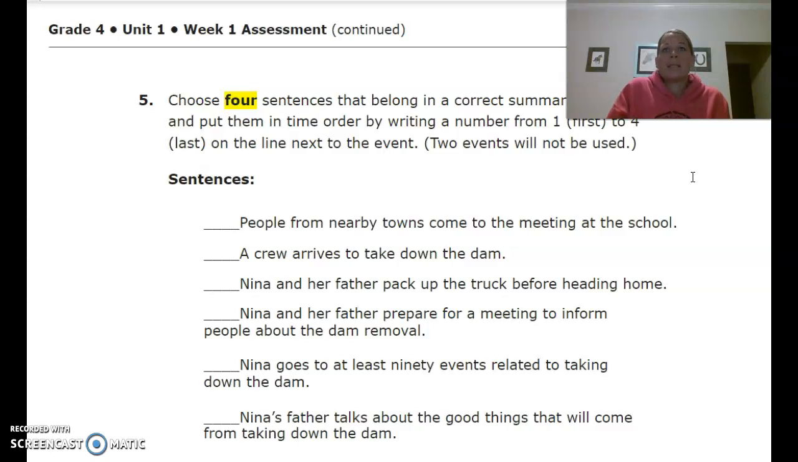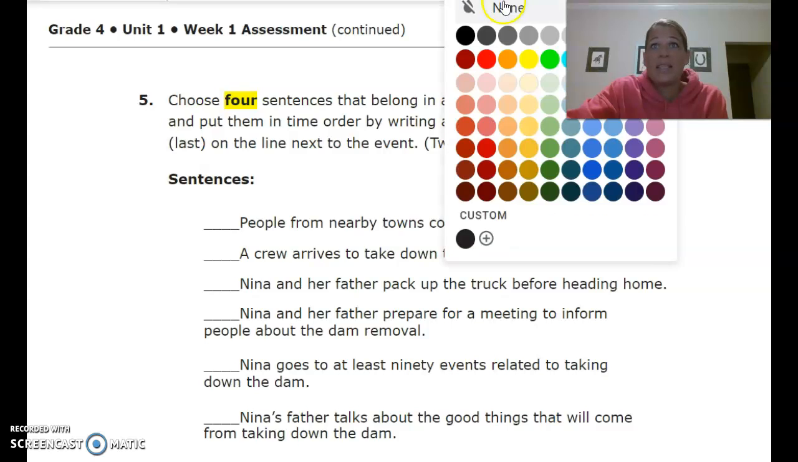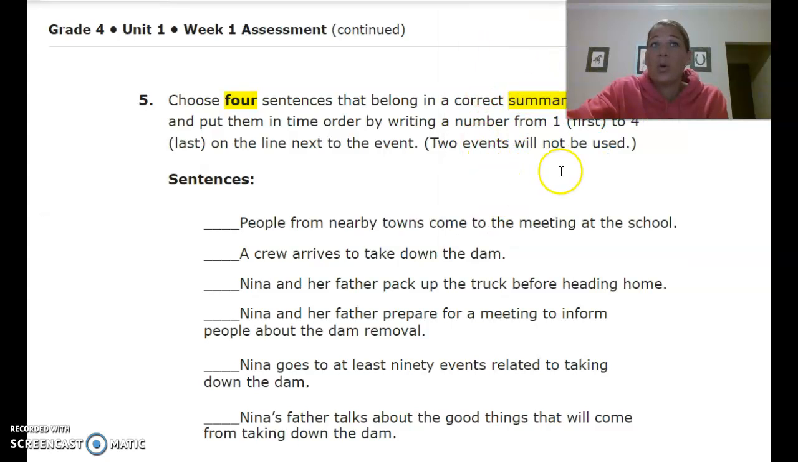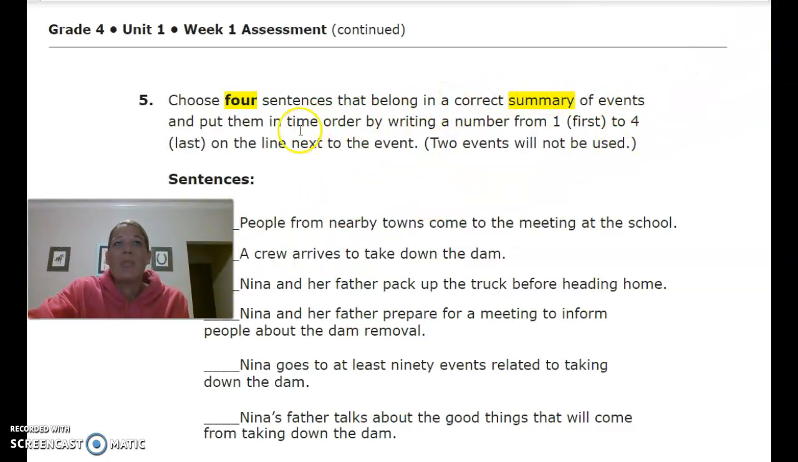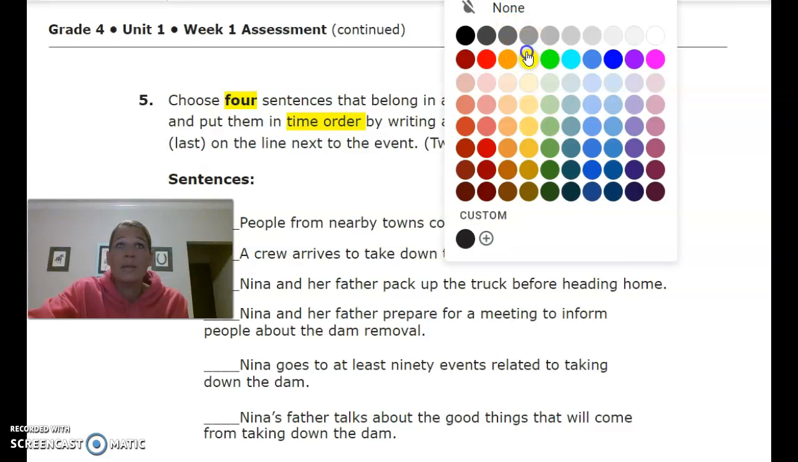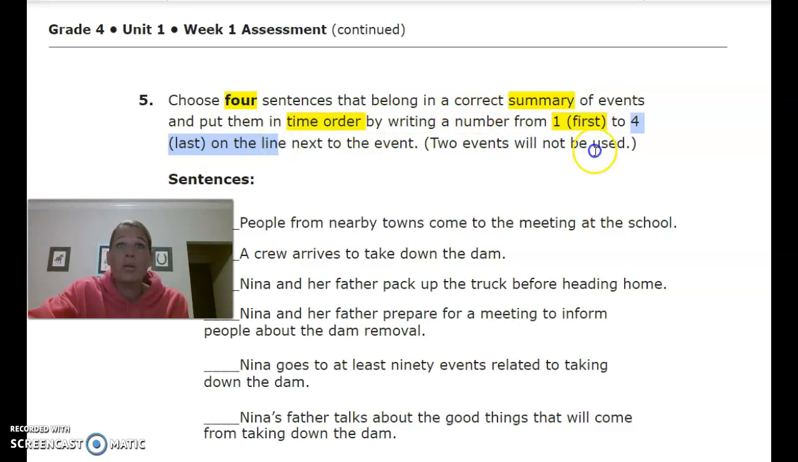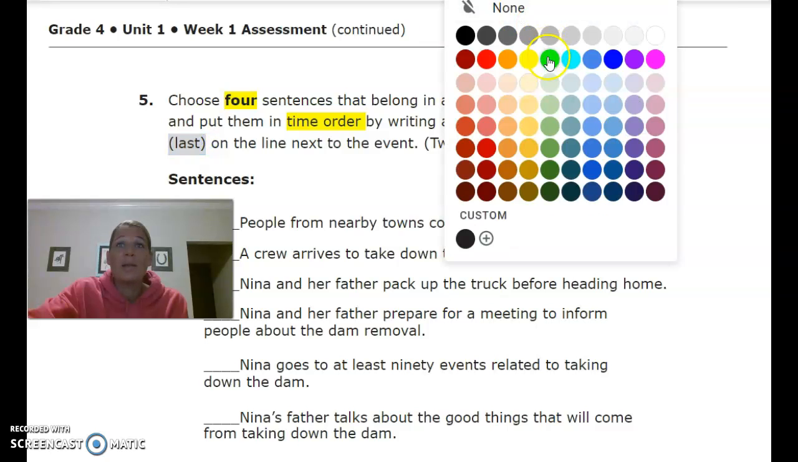So I want 4 sentences that belong in a summary. So I'm back to summarizing. Remember, we've worked on summarizing already this year. Summarizing is a short retell. Then it says put them in time order. That means put them in order, from 1 being the first thing that happened to number 4 being the last thing to happen.